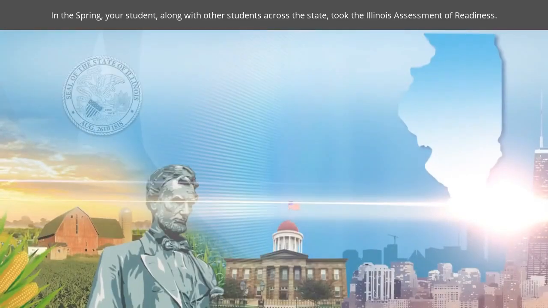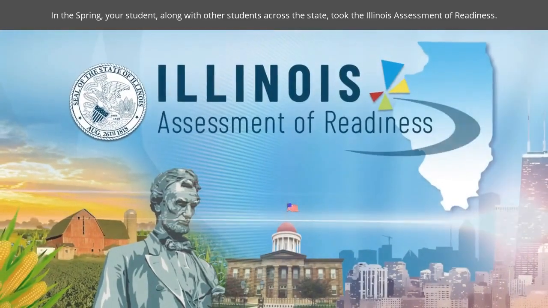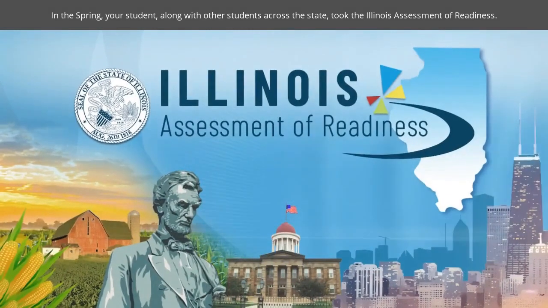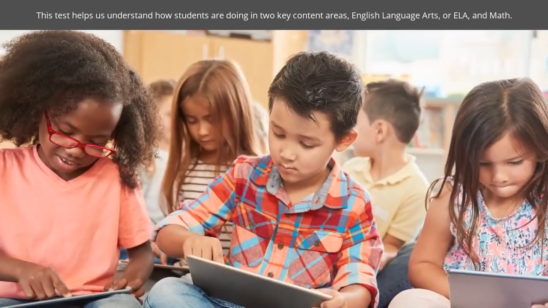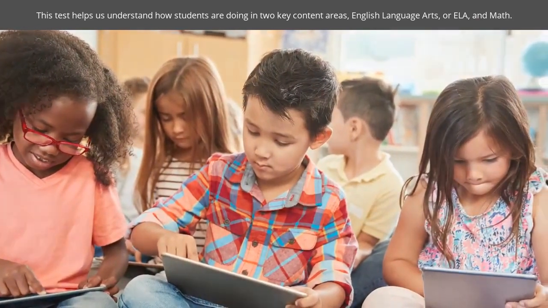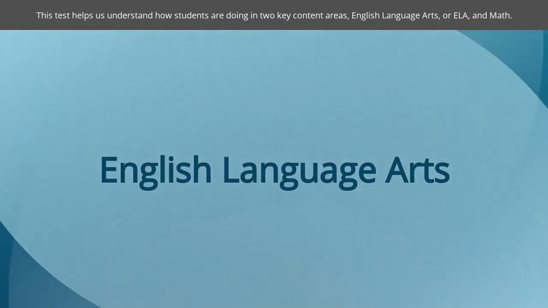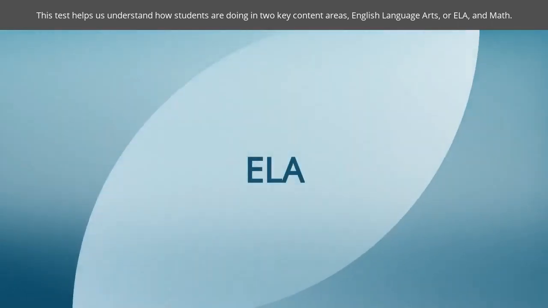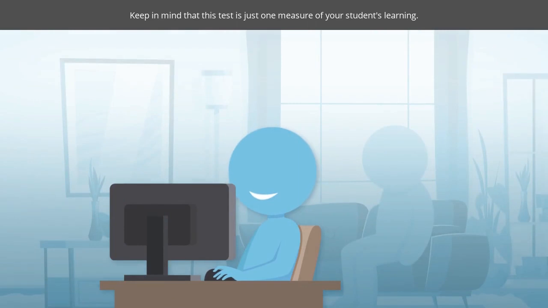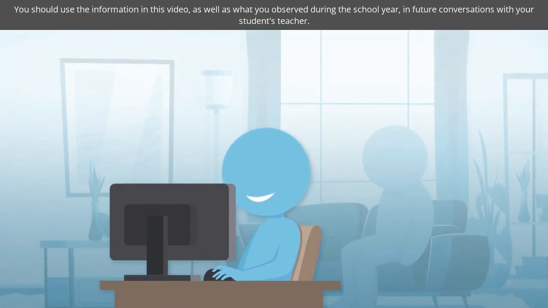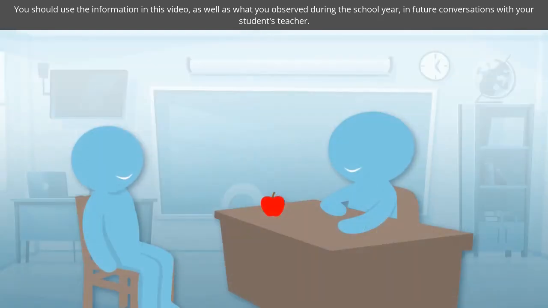In the spring, your student, along with other students across the state, took the Illinois Assessment of Readiness. This test helps us understand how students are doing in two key content areas: English Language Arts, or ELA, and math. Keep in mind that this test is just one measure of your students' learning. You should use the information in this video, as well as what you observed during the school year, in future conversations with your student's teacher.